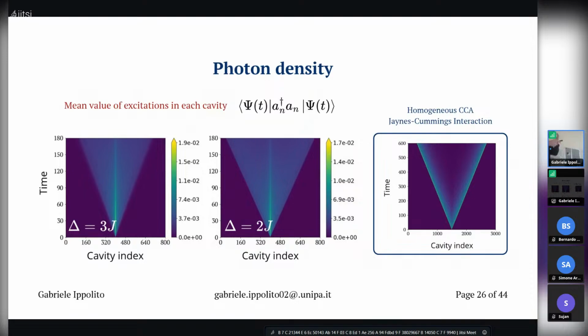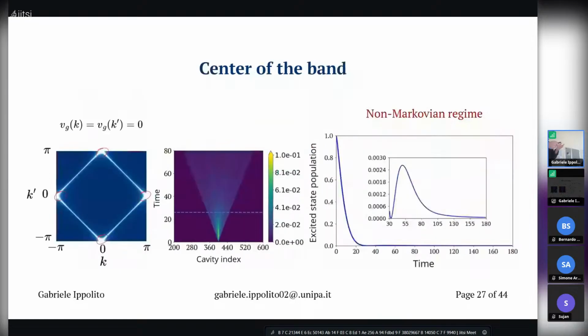On the other side, we observe bright regions also here and here that correspond to photons that are emitted with a greater group velocity and propagate faster along the array. This happens if we are far from the center of the band. If we are at the center of the band, the photon density exhibits an interesting behavior. We observe excitations that stay still around the emitter location.